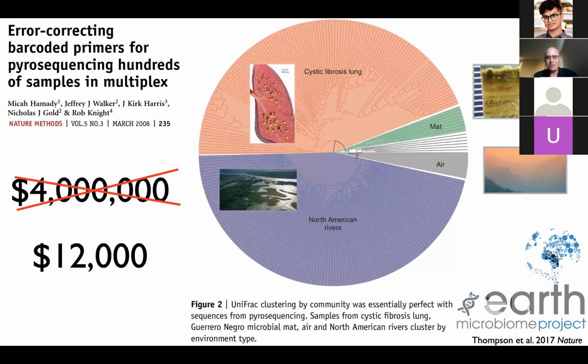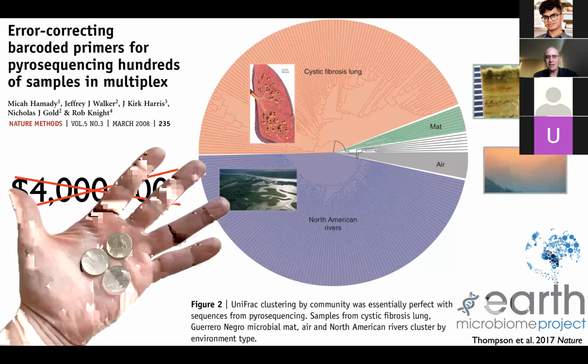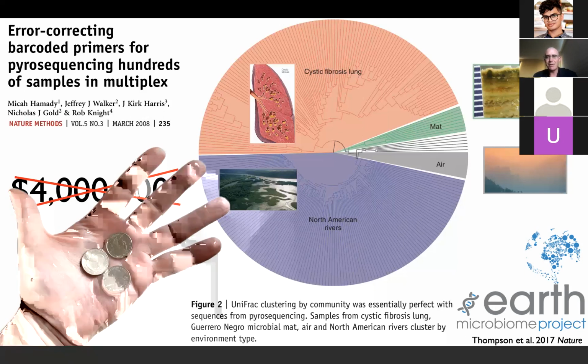But perhaps what's most remarkable is that today, that amount of sequencing that would have cost $4 million in 2007, $12,000 in 2008, today you can do it for just 75 cents. And this is what's really opening up a lot of these possibilities. If it costs $4 million per sample, you're just not going to do it. Whereas if it's less than $1, it opens up all kinds of possibilities.